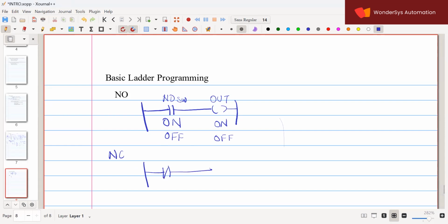So next is NC. This is the symbol for NC. If I make it on, what will be the output? Off. If I make it off, the output will be on. Now this is nothing but a NOT gate.